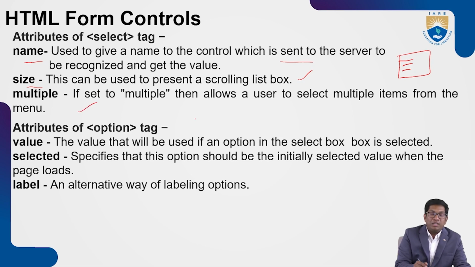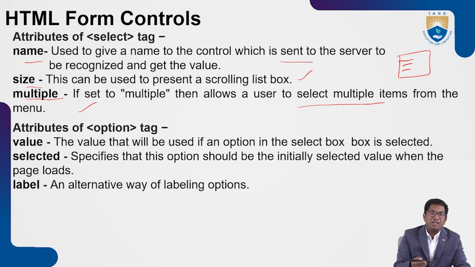Next, multiple. If set to multiple, then it allows the user to select multiple items from the menu. So more than one item we can select, if you specify the multiple attribute in the select menu. Next we have the option tag.